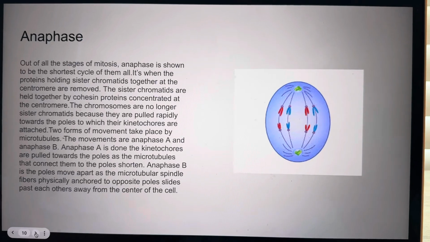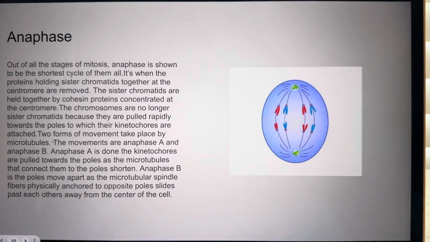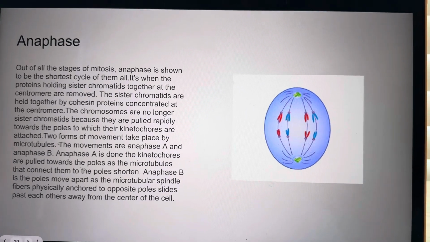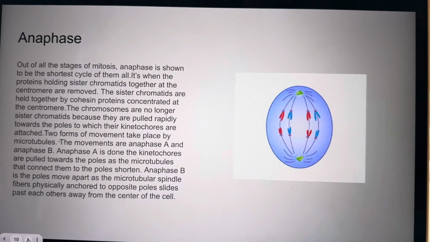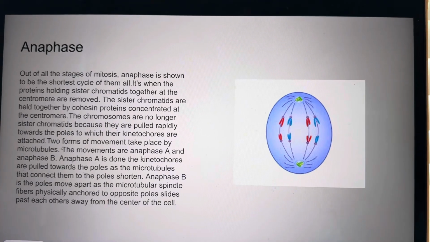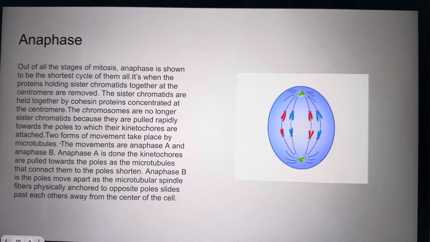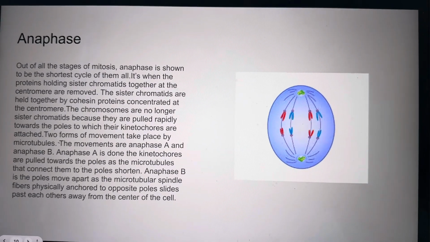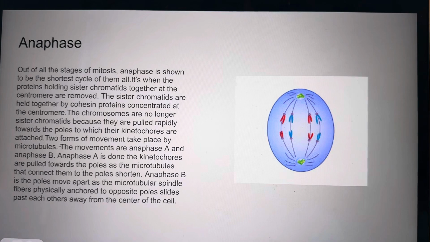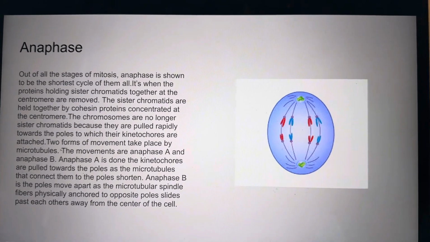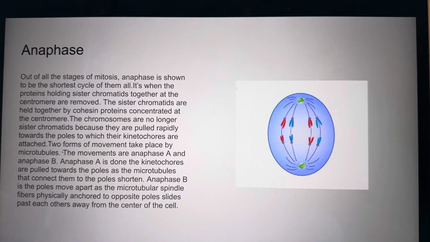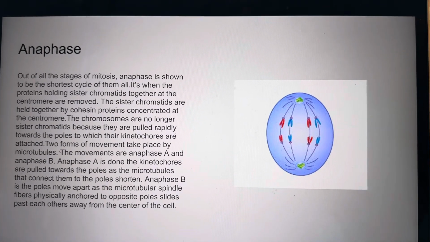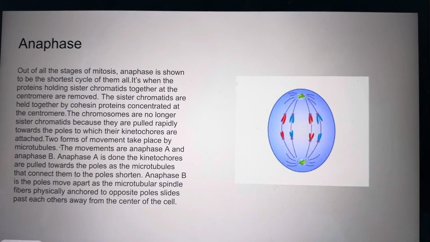Anaphase. Out of all the stages of mitosis, anaphase is known to be the shortest. It's when the proteins holding sister chromatids together at the centromere are removed. The sister chromatids are held together by cohesin proteins concentrated at the centromere. The chromosomes are no longer sister chromatids because they are pulled rapidly towards the poles to which their kinetochores are attached. 2 forms of movement take place by microtubules. The movements are anaphase A and anaphase B.